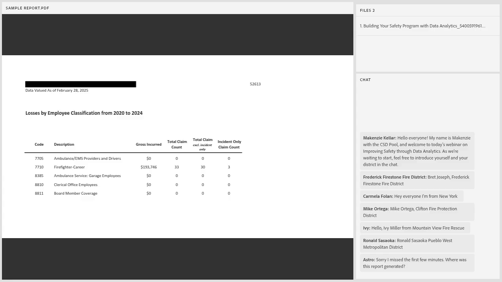For example, if an employee was involved in a minor car accident while driving a district vehicle and reported no injury, you probably still want to report it as an incident only claim because that helps you identify potential hazards even when no medical attention is needed.